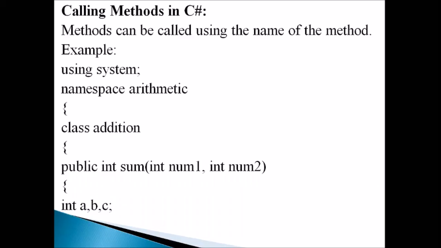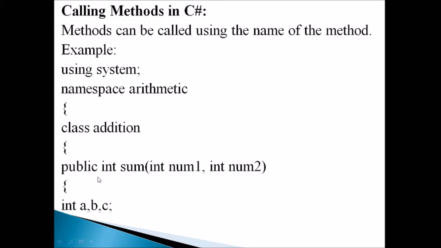Generally, we call the people who are around us by using their names, isn't it? Like that, methods also can be called using their names. For that, here is an example. Using System, then namespace Arithmetic, and then the class name is Addition.